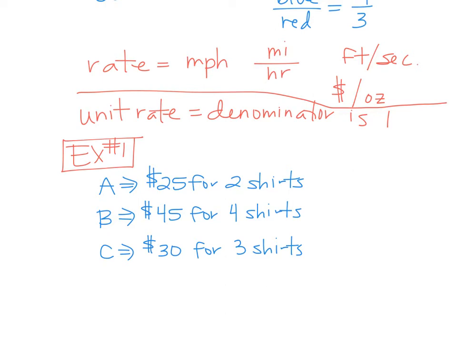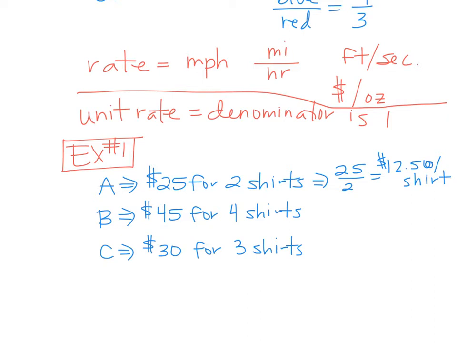So what we're going to do is figure out, well, what does it cost for 1 shirt? So we're going to find a unit rate for all 3 of these stores. Okay, that means we're taking the cost of however many shirts and dividing by how many shirts that is, right? So my unit rate here would be 25 divided by 2, right? $25 per 2 shirts. So 25 divided by 2, you get $12.50 per shirt. Okay, so 1 shirt at that store would cost $12.50.